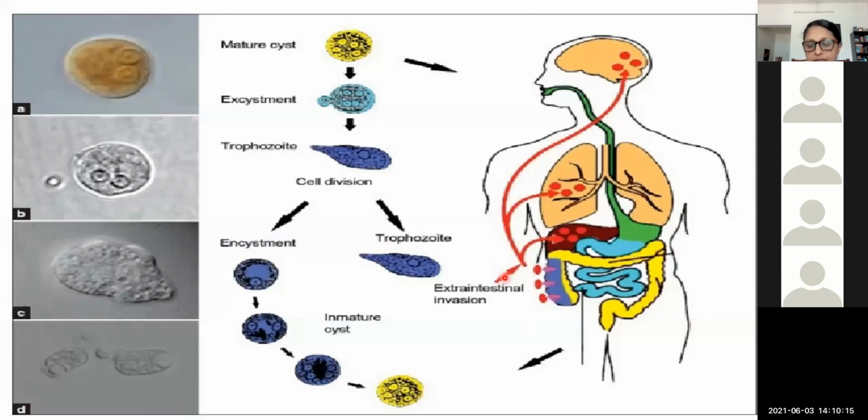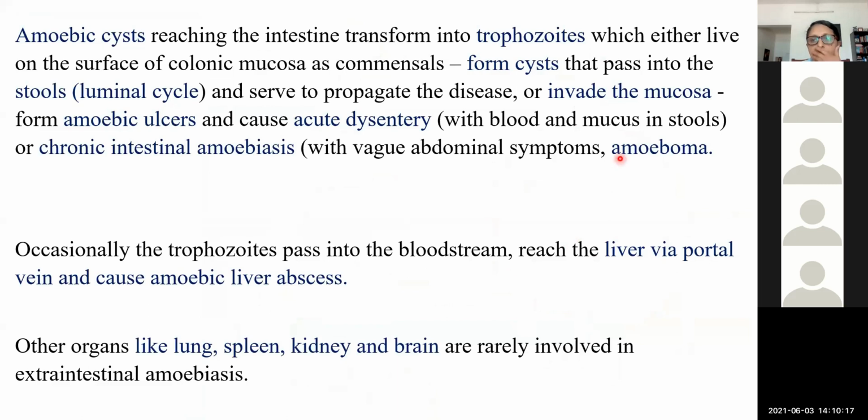So this is the life cycle. Again, what I was telling: it reaches the intestine and forms trophozoites, and it may form cysts. They will be passed out, or invade the mucosa and cause amoebic ulcers and acute dysentery. Dysentery means passage of blood and mucus. It is not just diarrhea. Diarrhea with blood and mucus in the stool is called acute dysentery.